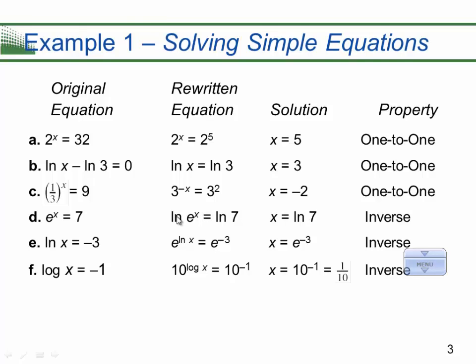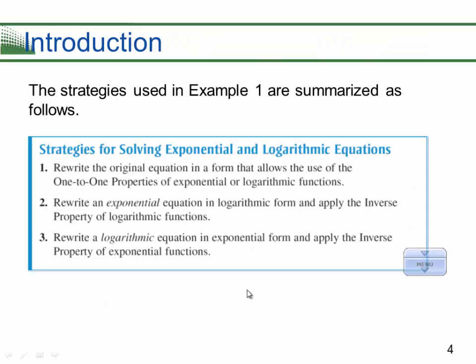We can actually do the same thing here, where we can do e to both sides, where we raise this to the exponent of e on both sides, and then what happens is the e and natural log cancel, and we end up with x equals e to the negative third. So we'll do some examples of these. Some strategies. We're going to rewrite the original equation in a form that allows us to use one-to-one properties. We'll rewrite exponential equations in log form and apply the inverse. And we'll rewrite log equations in exponential form and apply the inverse.